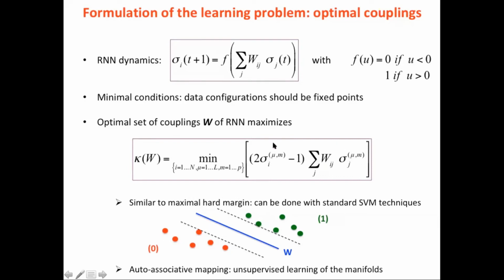So this product here depends on the manifold mu, the anchoring point M, and the neuron I. We take the minimal value over all I, mu, and M, and we maximize this minimal value over W. So we take the worst neuron for the worst pattern of activity in the worst manifold, and we weight this worst case as well as possible by choosing the best W. That can be done in polynomial time, since this is a convex objective function, and support vector machine packages do that very efficiently.